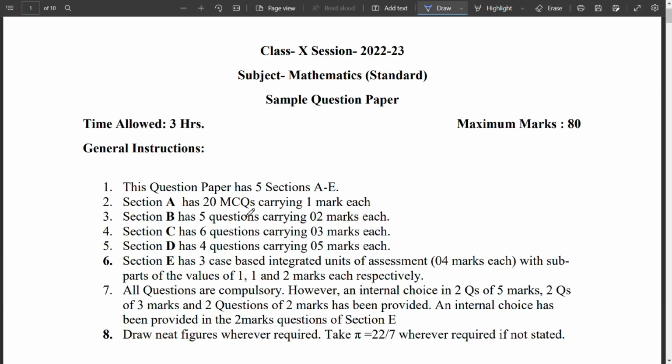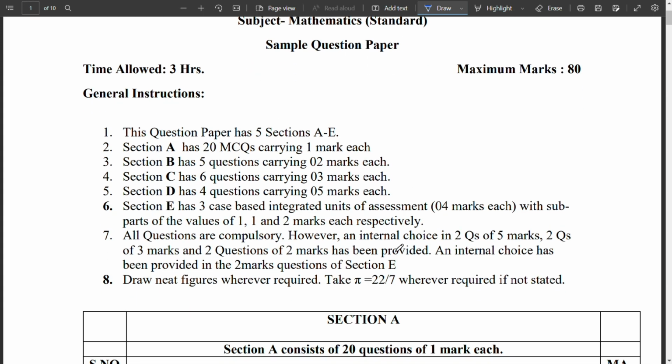So hello students, today we are revising trigonometry. I have chosen this class 10th sample paper of session 2022-23 to solve trigonometric questions. This is the mathematics standard paper. We will be solving only the questions which belong to trigonometry. So let's start with the questions.